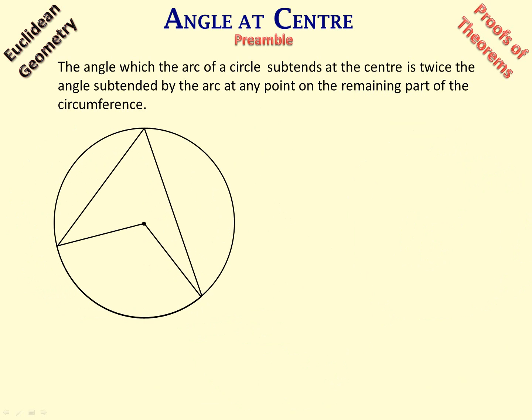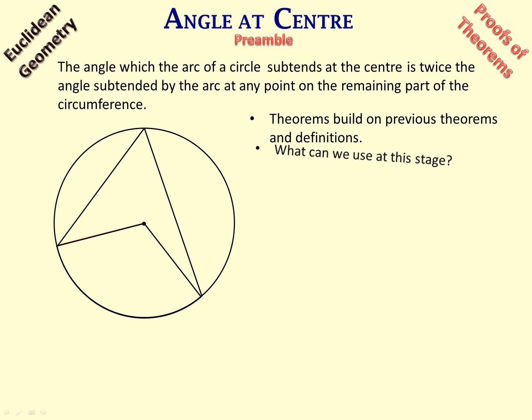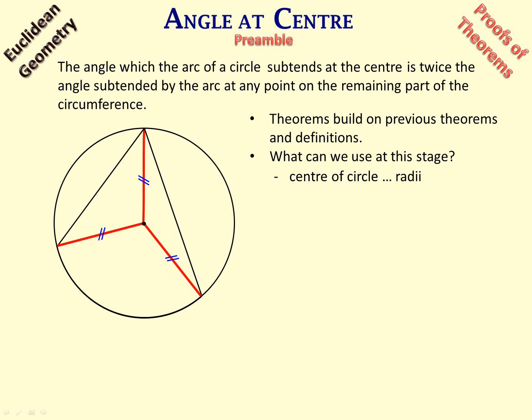Before we go into the actual proof, let's just go through our thought process. Remember that theorems build on previous theorems and definitions. So what do we know at this stage? We have no other circle theorems to build on other than chord theorems. So we know the center of the circle, and therefore we have equal radii. We have two isosceles triangles, which means the angles opposite the equal sides are equal to one another.